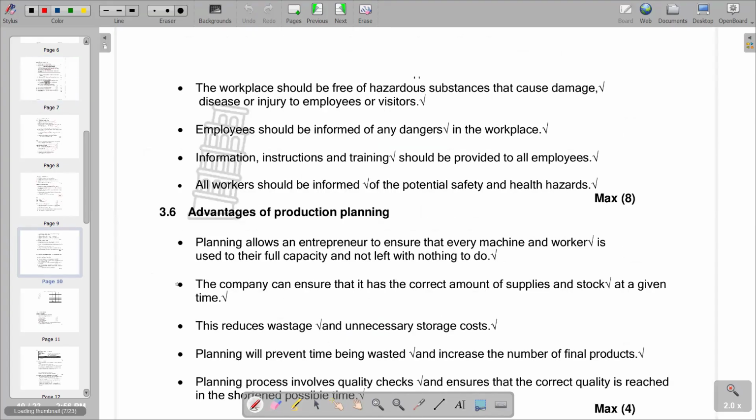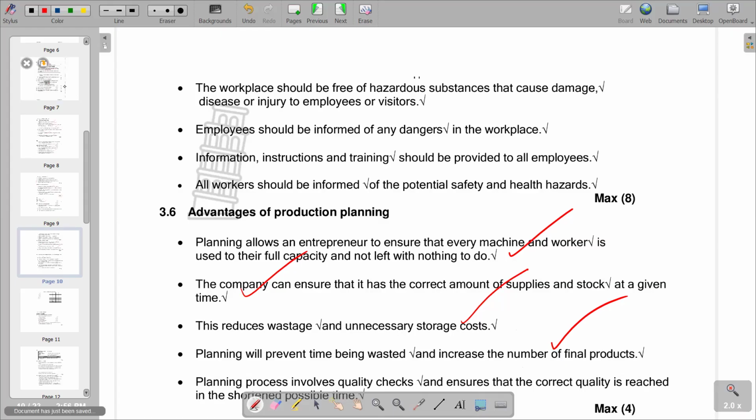We have also that articulated in another section where we're saying planning allows an entrepreneur to ensure that every machine and worker is used to their full capacity and not left with nothing to do. The company can ensure that it has the correct amount of supplies and stock at a given time. This reduces wastage and unnecessary storage costs. That's another advantage. Planning will prevent time being wasted and increase the number of final products. So those are some of the advantages that we have.